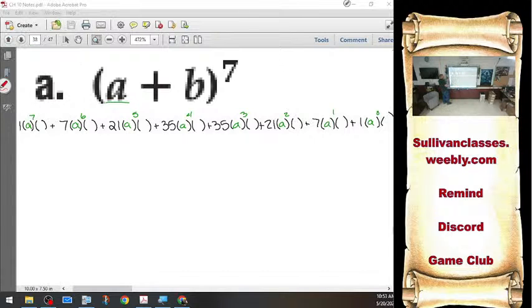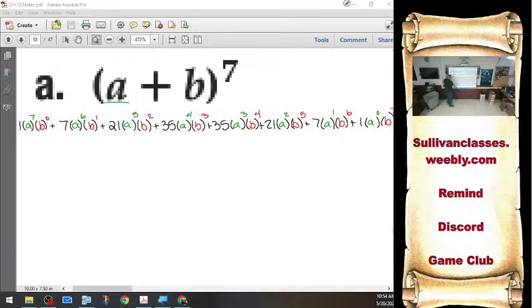And for the B terms, ascending order. B to the 0, B to the 1st, B to the 2nd, 3rd, 4th, 5th, 6th, 7th. Specifically, look at what the exponents, the degree of each term, total up to. Because it is a 7th expansion, every single term should have a grand total degree of 7. And then I have to simplify it. Now in this case, if I just get rid of the parentheses and call B to the 0 and A to the 0 ones, it is simplified.